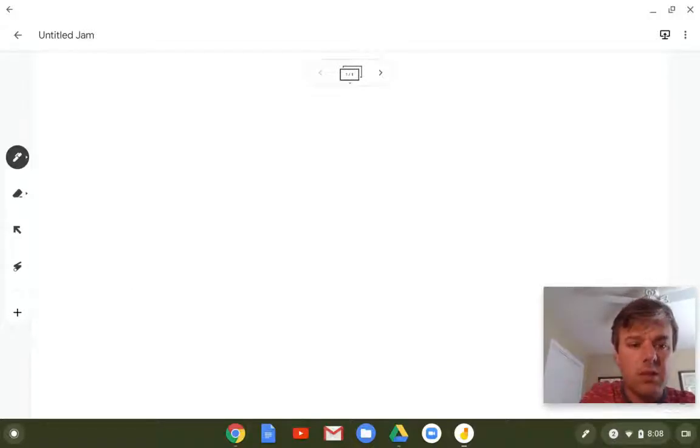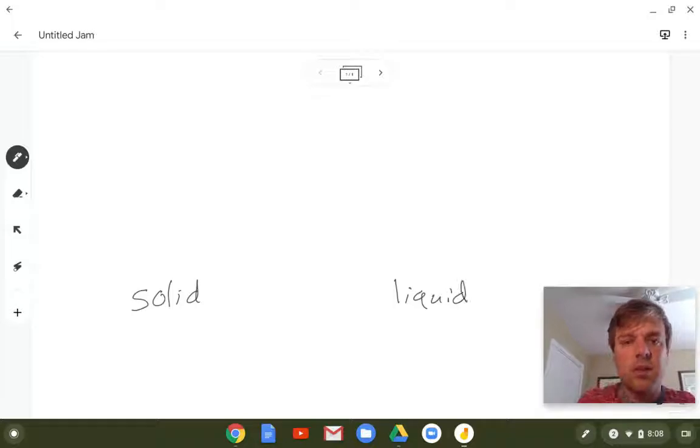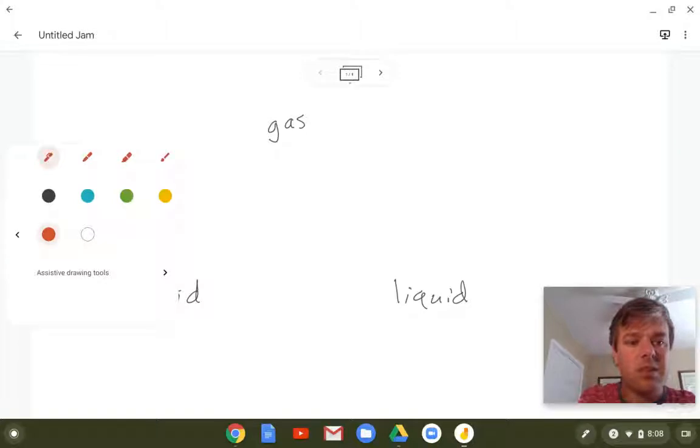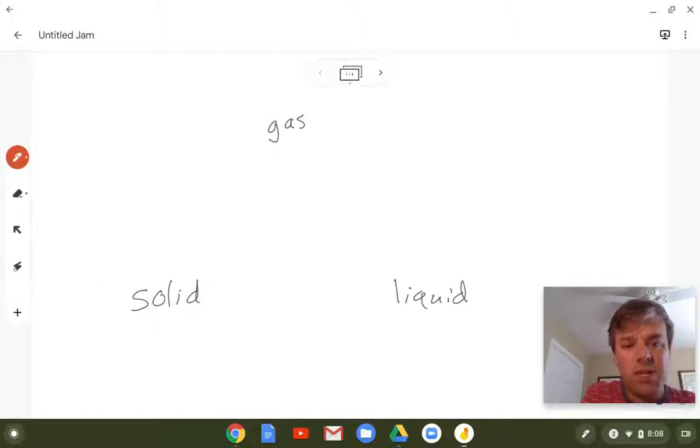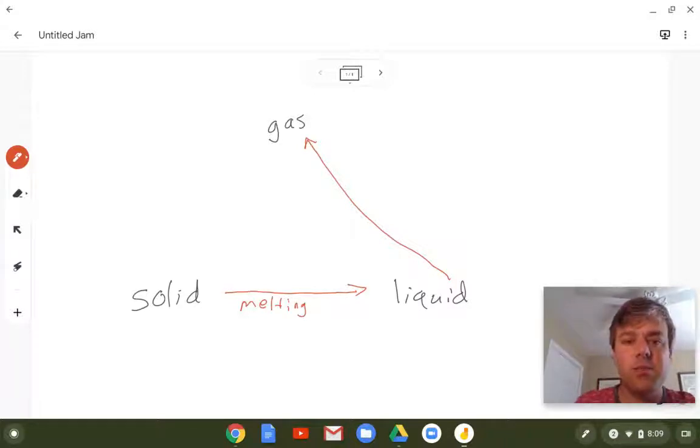sure that you understand. You should be familiar with solids, liquids, and gases. Now, we can move from a solid to a liquid by adding heat, and we call that melting. We can move from a liquid to a gas by adding heat, and we call that either boiling or evaporation.